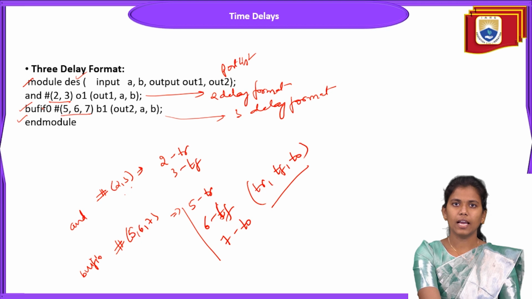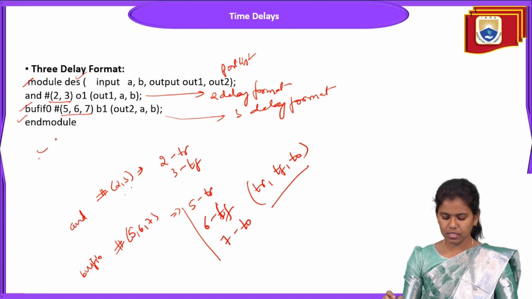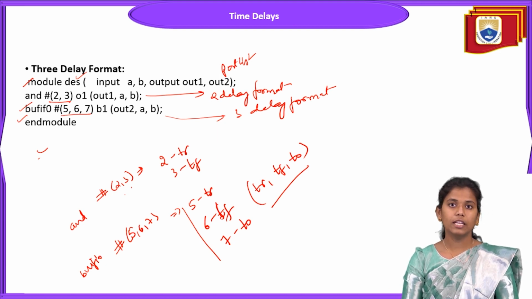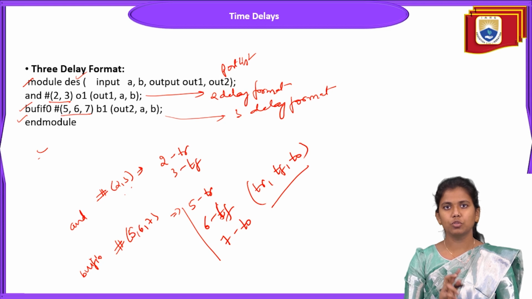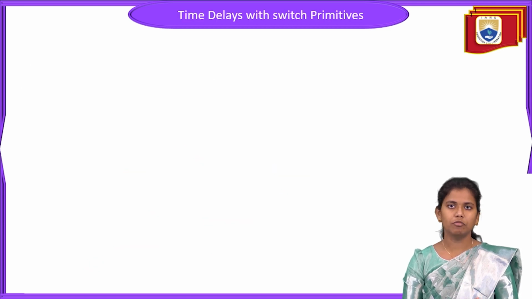So module, AND gate, buff if 0 and end module. Finally, we are ending up with the end module. So this is nothing but the representation of delay formats with respect to 1 delay, 2 delay as well as the 3 delay formats.